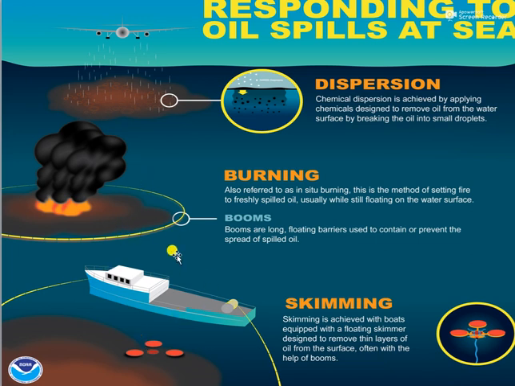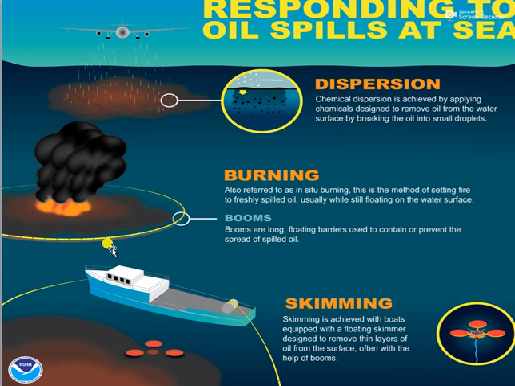It is called in situ burning. This is a method of setting fire to the freshly spilled oil, usually while still floating on the water surface. So what you do is first you put a boom. A boom is nothing but a long floating barrier, so that the spilled oil will not spread to a further distance. So a boom is applied over there, and the boom will be fire resistant, and you will burn it at that particular space. That is one strategy you can have.